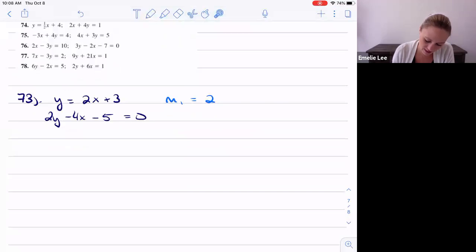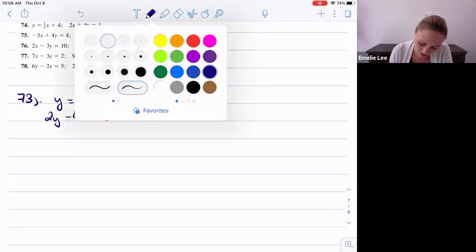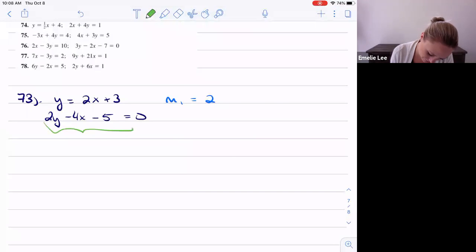Here, for this next one, I'm going to need to solve for y first because I find that that's the easiest way to figure out what the slope is. So here, solve for y to find m2.